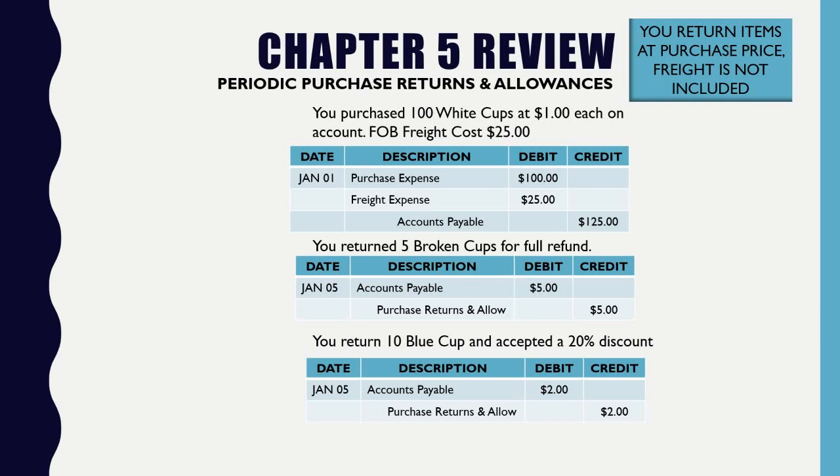So here, we're understanding it this way. If we do a full return, you're going to recognize the full return for the original purchase price amount. The allowance is where you were given a discount and you got to keep the cups. Here you go, it's an allowance. Once again, you cannot return freight either. So in this case, you're only subject to just the purchase price. Right? Any questions?